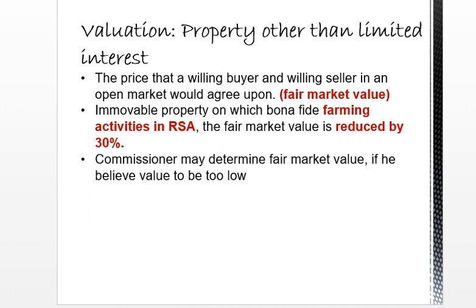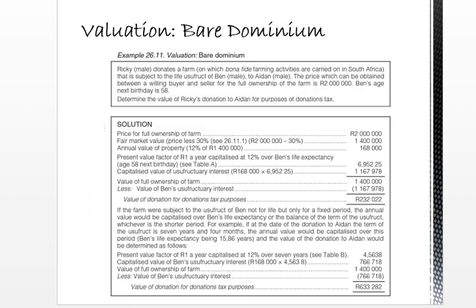Okay, so he donates a farm on which the benefited farming activities are carried on in South Africa that is subject to the life usufruct of Ben, who's a male, and Aiden, who's also a male. The price which can be obtained between a willing buyer and willing seller, so that's the market value, for the full ownership of the farm is 2 million rand. Ben's age at his next birthday is 58 years of age. So we want to determine the value of Ricky's donation to Aiden for purposes of donation tax.